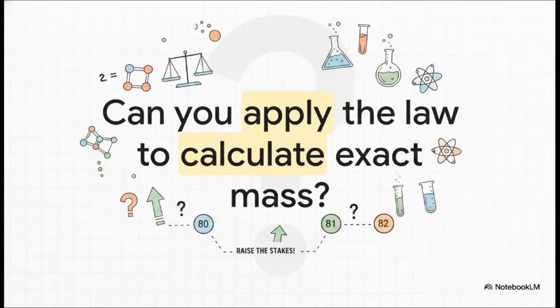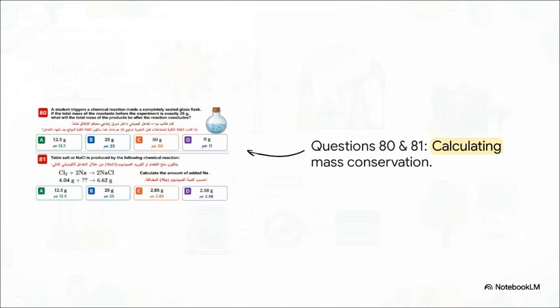Okay, so we know the rule. Let's see how this conservation law actually applies when we need to calculate exact mass in exam questions 80, 81, and 82. Let's tackle question 80 first. It asks, if the total mass of reactants before an experiment in a completely sealed glass flask is exactly 25 grams, what will the total mass of the products be after the reaction concludes? Well, remember our perfectly balanced scale? Because the flask is completely sealed, meaning it's a closed system, that 25 grams stays exactly 25 grams. So the answer is B.